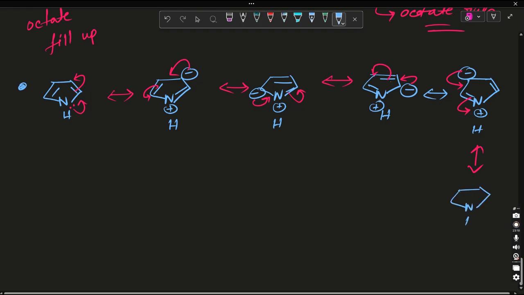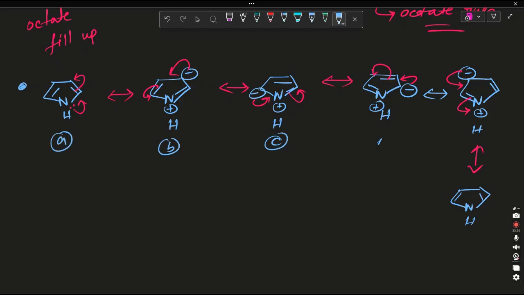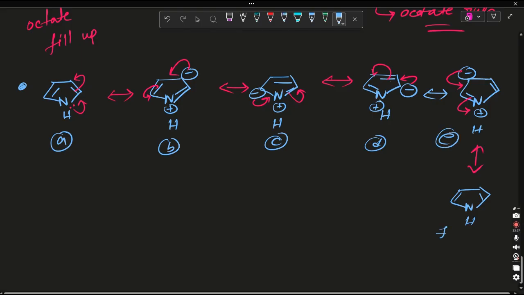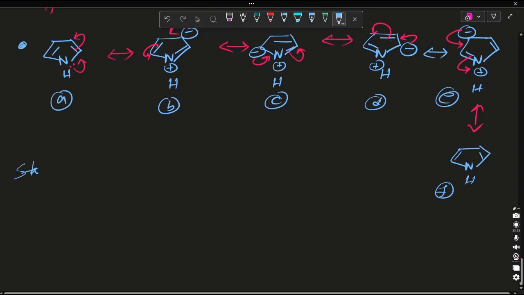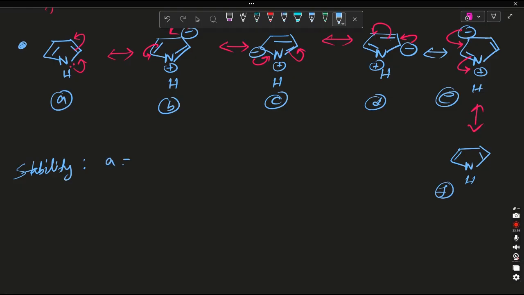Now if we want to compare the stability of A, B, C, D, E, F, the stability order is obviously A equal to F. These are most stable. Then C and D, the charge separations are small. The distance between charges is small. So C is equal to D. And then B and E, the charges are far away from each other. So this is the stability order.